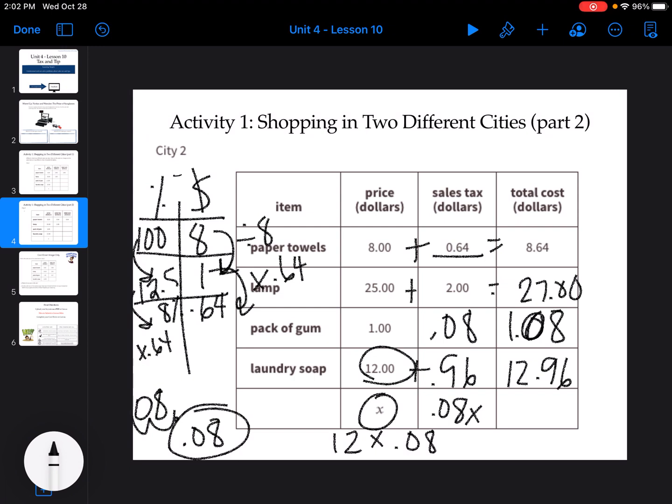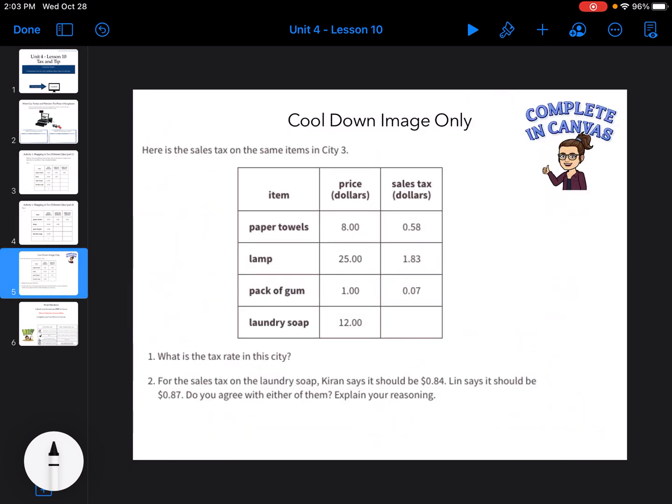So I have my X, and then 0.08 times X, for a total of 1.08X would be my expression. So I would take this and multiply it by my price column, and I'm going to get my total dollars column. So now it's up to you to figure it out.